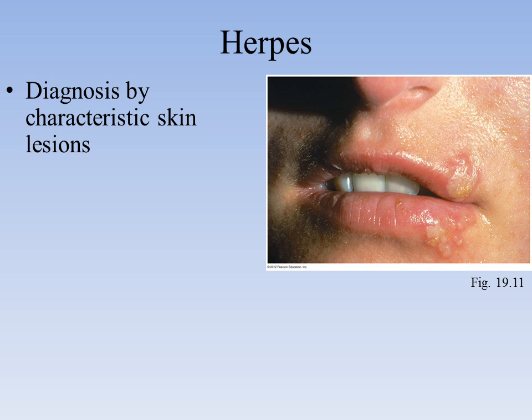Alright, so how do we diagnose herpes? So the skin lesions of herpes are very characteristic. Here's an example of a cold sore here. Maybe you're familiar with having that before. So they're very characteristic skin lesions.